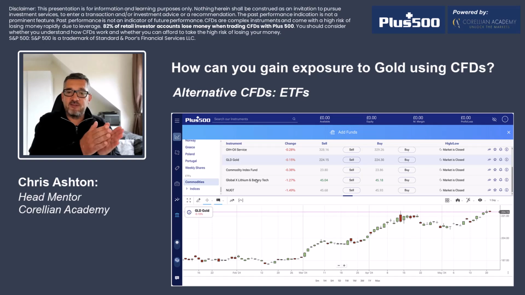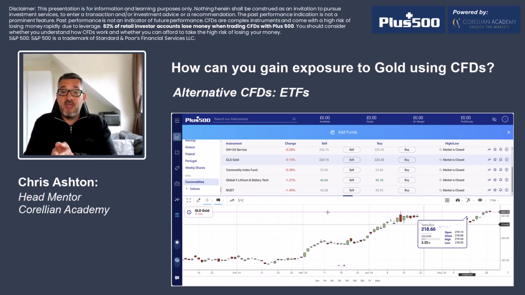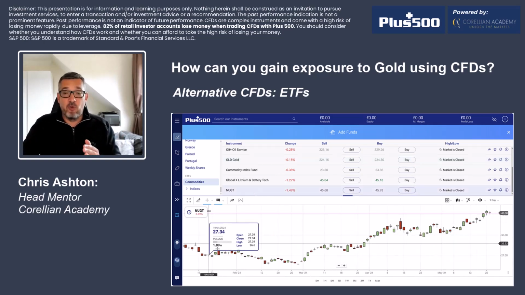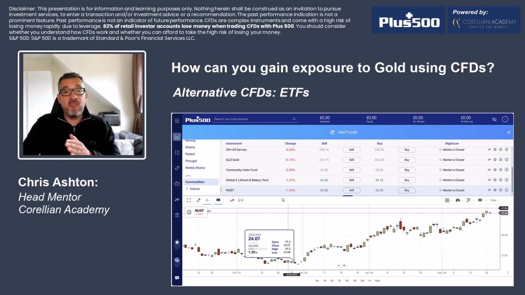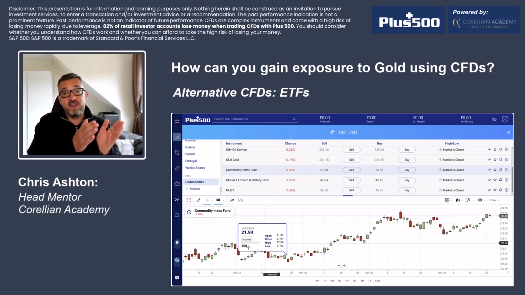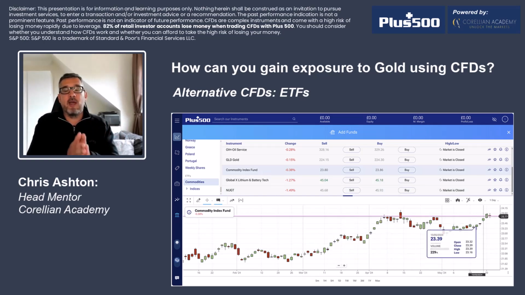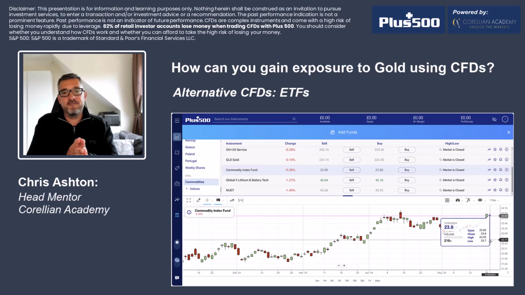GLD Gold tracks the daily price movement of gold. NUGT tracks performance of the New York Stock Exchange ARCA Gold Miners Index, and the Commodity Index Fund tracks the daily price movement of the biggest companies in the commodity sector.